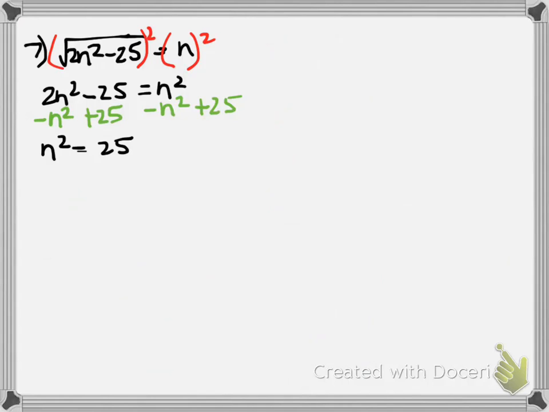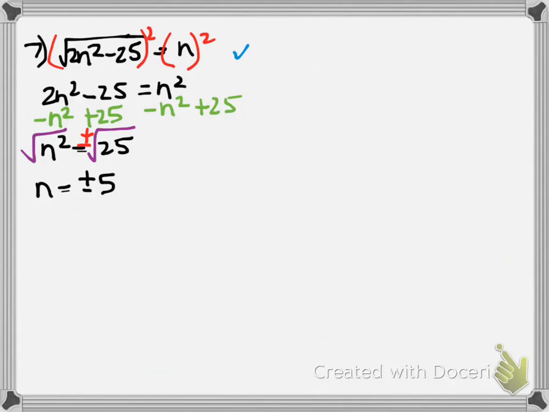Well, at this point, I'm ready to take the square root of n squared, but immediately I need to write plus or minus on the other side and then take the square root of 25. And I get the square root of n squared is n, plus or minus 5. So again, what I have here is an issue with 2 possible answers, and I need to test both of them. So let's go do the check.